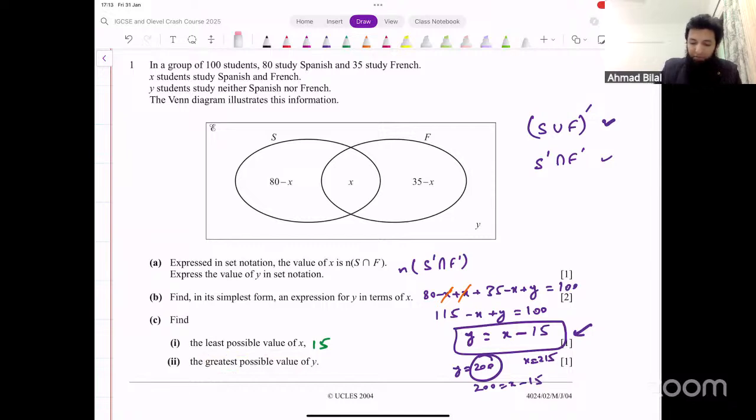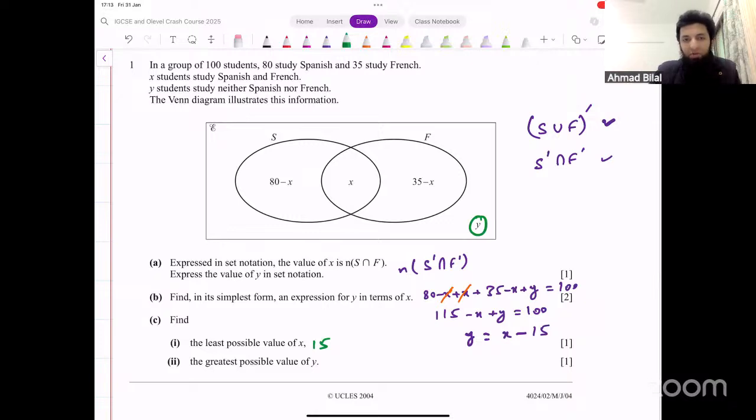Now, how do you figure this value? We can use the Venn diagram to figure out this greatest possible value. How do we do that? This number outside, we want this number to be as big as possible. For that, we would want this intersection to be as big as possible, because if this intersection is bigger, if x is bigger, then y would also be bigger.